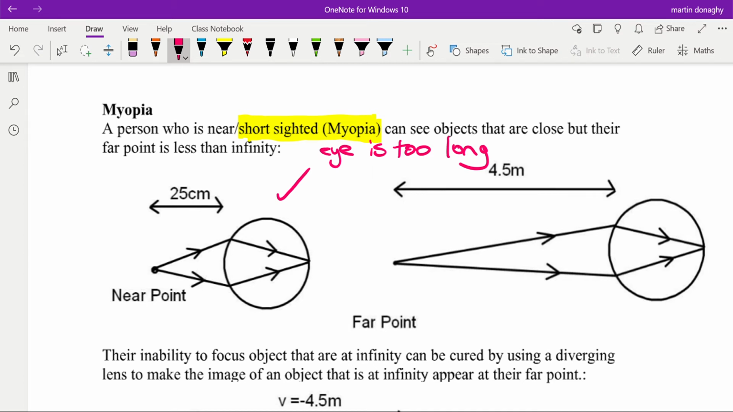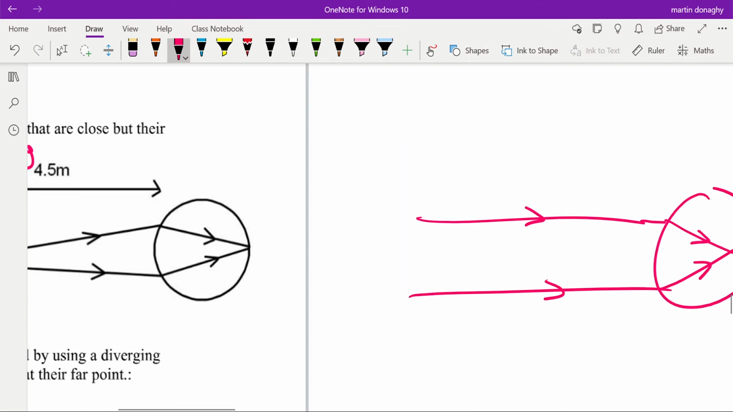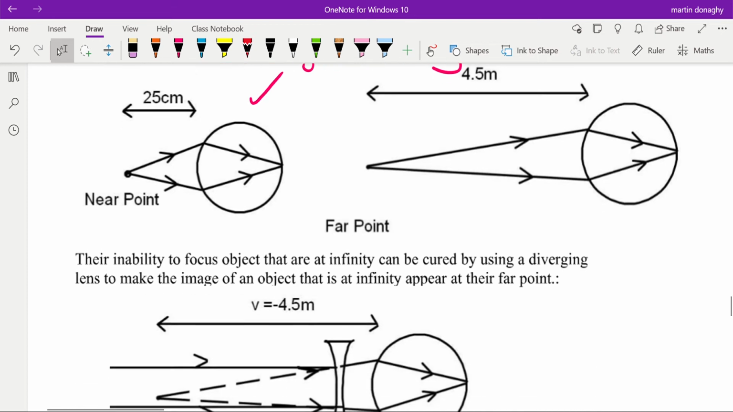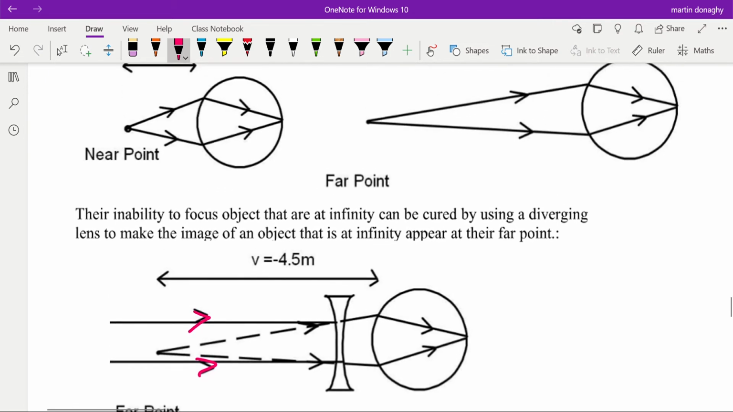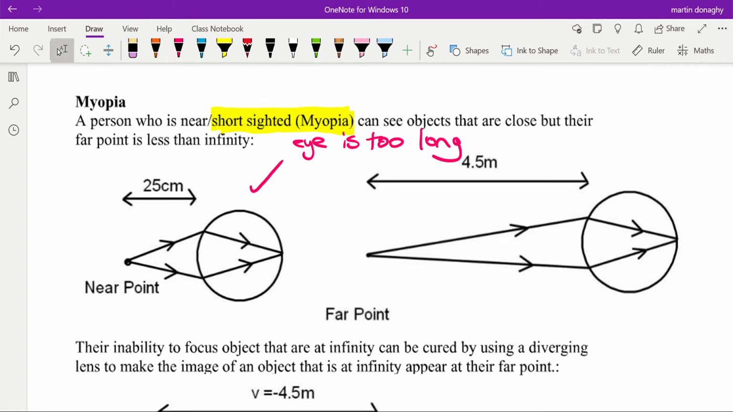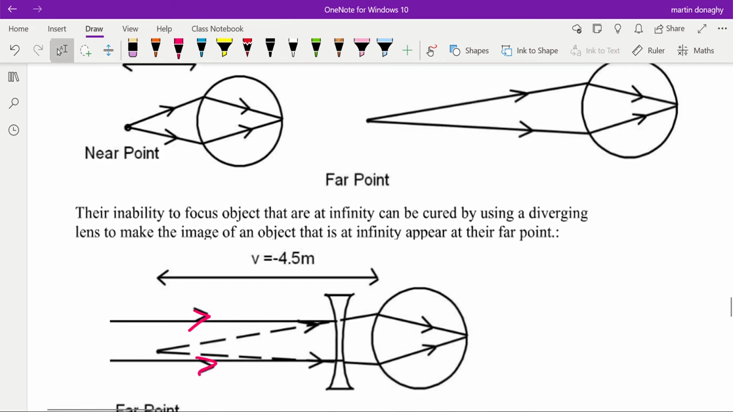So what we want to do is fix this. Okay, we want to use a lens that will allow them to focus on light that comes from infinity, and how we do this is we use a diverging lens. We want light that is coming from infinity to be focused by the eye, but what we know is it can't focus on light that's coming from infinity, but it can focus on light that comes from 4.5 meters away. So it can do this. So what we do is we use a lens in such a way that it diverges. So we're going to have to use a diverging lens here.